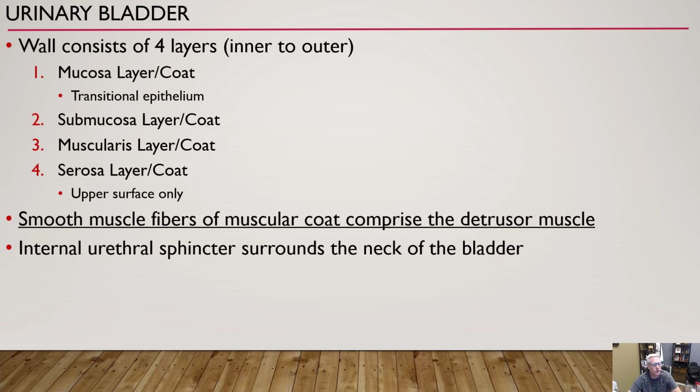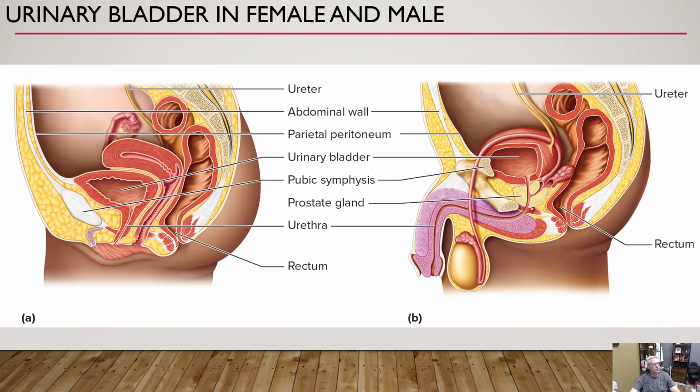The urinary bladder also has 4 layers: the mucosa layer, which has that transitional epithelium or uroepithelium, a submucosal layer, a muscularis layer, and a serosa layer. It also has the detrusor muscle, which is smooth muscle fiber. And we also have an internal urethral sphincter that surrounds the neck of the bladder so that we don't pee ourselves. Here you can see the female and the male bladder.